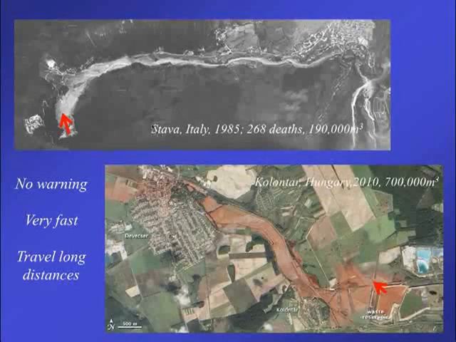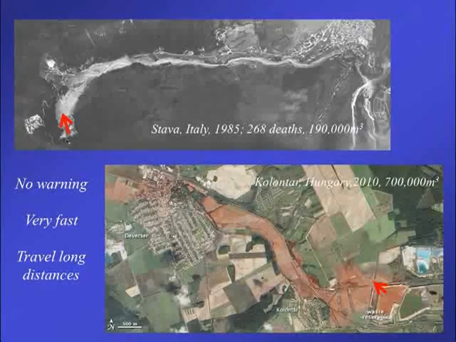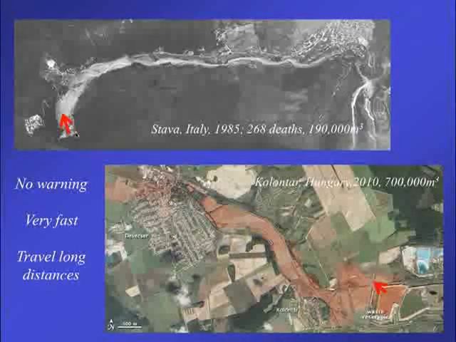One of the most famous is the Stava tailings dam in 1985. 268 people died. Almost 200,000 cubic meters of material flowed down. So there was a relatively small tailings dam up in the valley. And it was a tailings dam that had existed for a number of years, but the mine had changed ownership, and the new owners didn't really control the flow of water into the tailings structure.